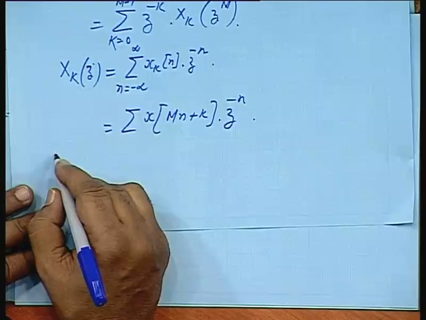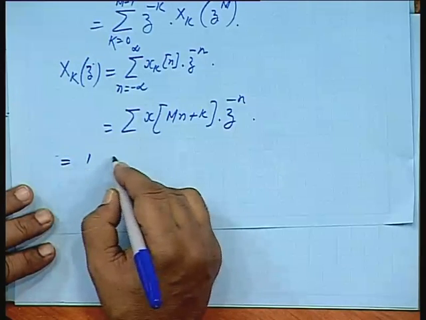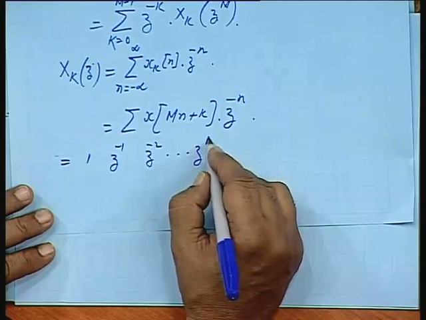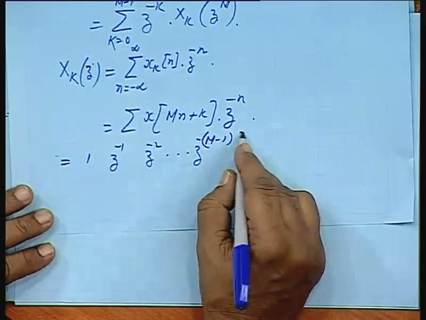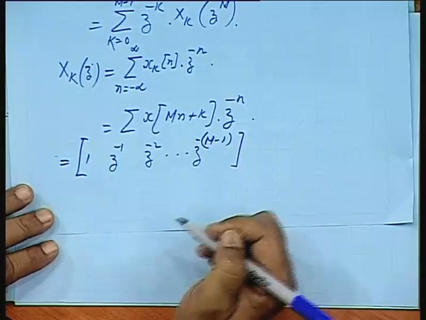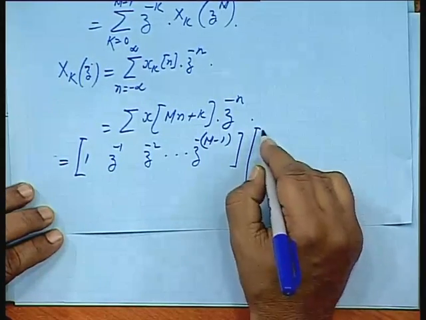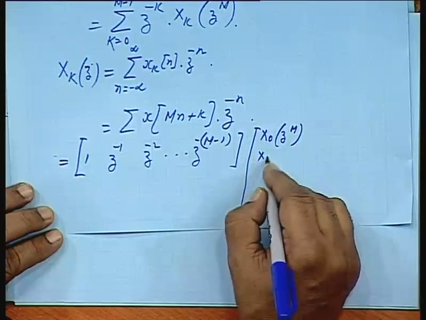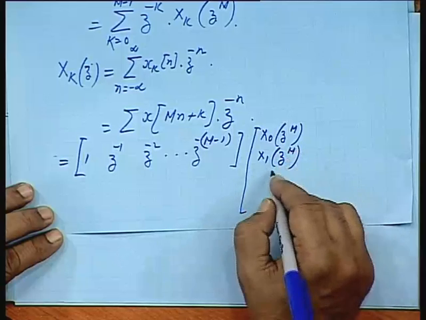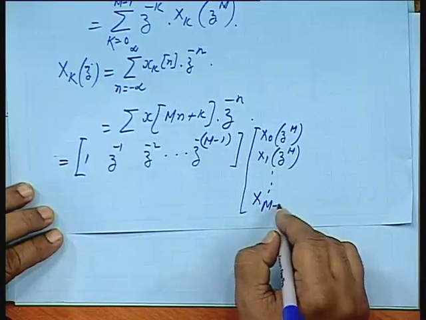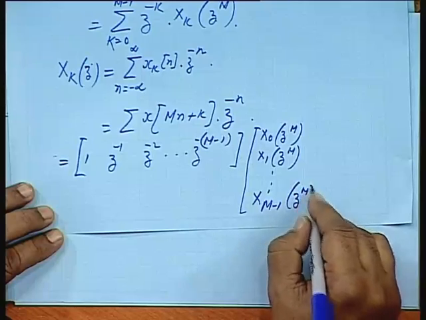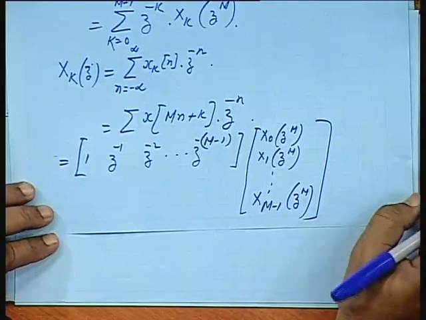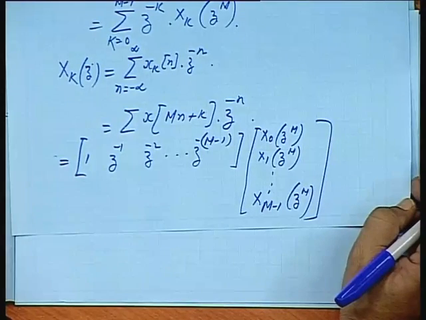So, in a matrix form I can write this as 1, z to the power minus 1, z to the power minus 2, z to the power minus m minus 1, into x naught z to the power m, x 1 z to the power m, similarly the last one x m minus 1 z to the power m. All right, this summation I have written in this form. Is this all right?